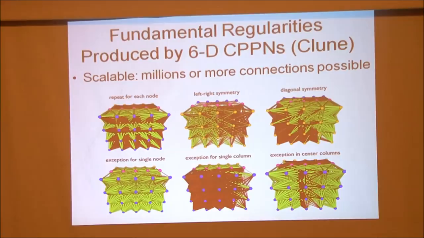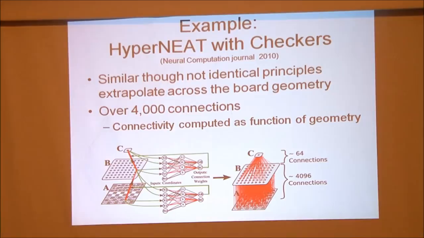So it has the ability to create all of these types of patterns, but now inside of the connectivity of brain-like structures, where there is no limit to the resolution or the density over which we could map this type of pattern. So millions more connections are possible, and actually structures have been evolved to that size. So the last thing I wanted to do was just show you one example of using it to do something.